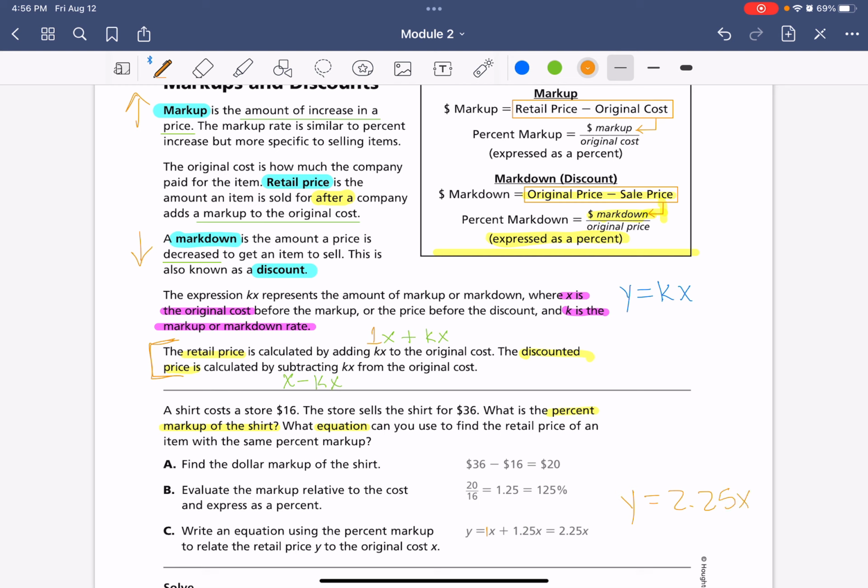So we would have our equation that we could plug in if we wanted to. Say there were some pants that they wanted to mark up at that same percentage, you could plug in your cost here and get your new retail price. So writing this formula allows you to find, with that same markup percent, what a retail price would be for another item.